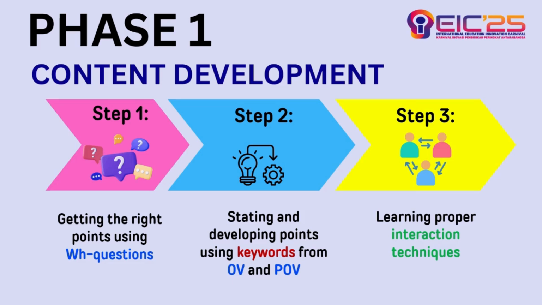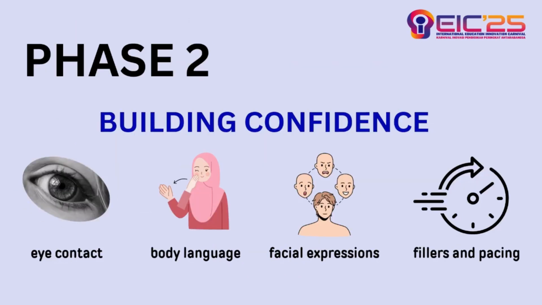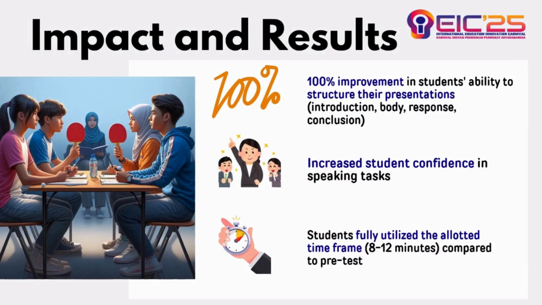The implementation process occurred in 2 distinct phases. Phase 1 focused on content development through 3 steps: getting the right points using WH questions, stating and developing those points using keywords, and learning proper interaction techniques to respond to others. Phase 2 focused on building confidence through non-verbal communication. Students were trained to maintain eye contact, use appropriate body language and facial expressions, master pacing and intonation, and employ fillers effectively. The results were remarkable.